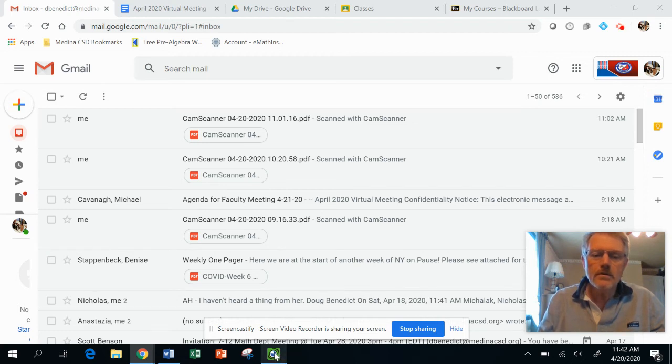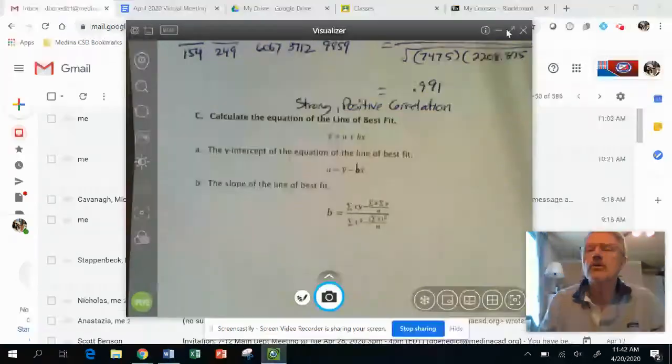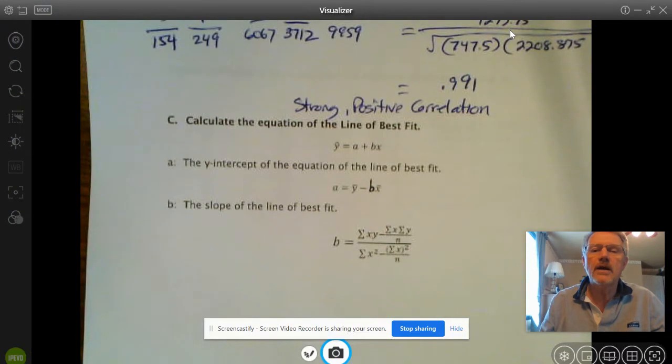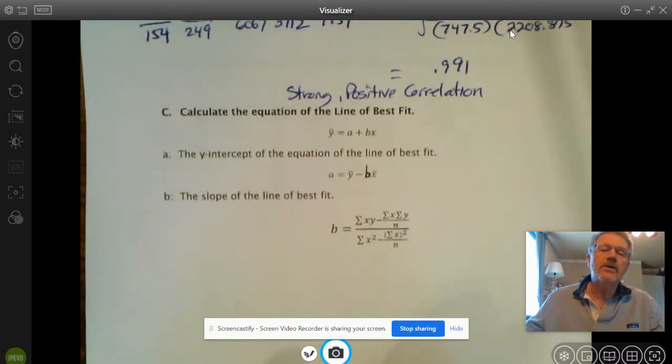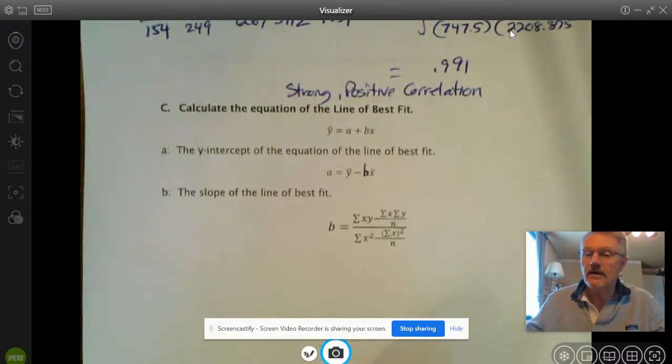All right, guys, I guess we're getting ready to take a look at the second topic in Chapter 9. And today we're going to be talking about the equation of the line of best fit.